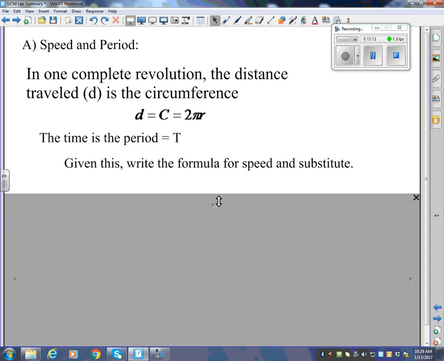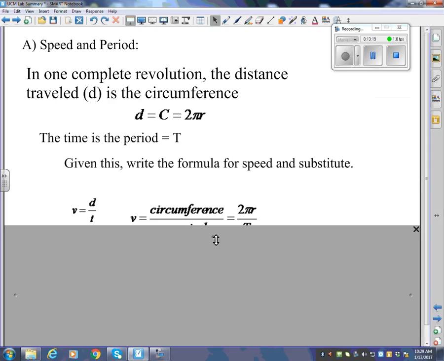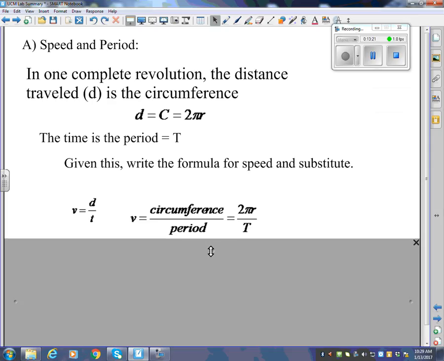Okay. So given this, we're going to write the formula for speed, or velocity, d over t. And that d is going to be equal to the circumference, which is 2 pi r, and the period is the T. So I'm taking v equals d over t, and I'm rewriting it for circular motion to be 2 pi r over T. So far, so good? Not that challenging to there.